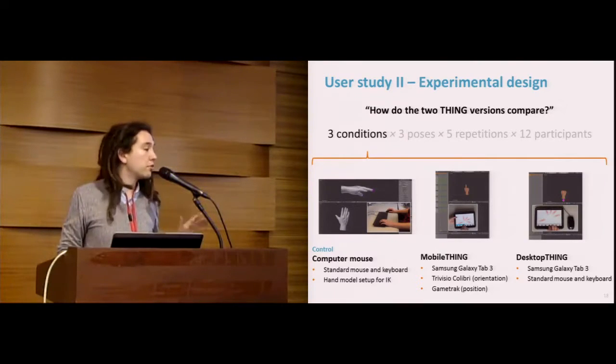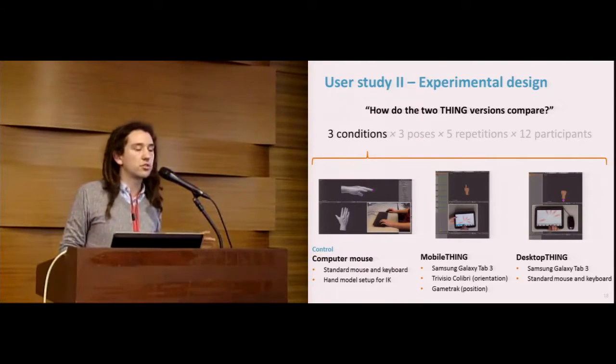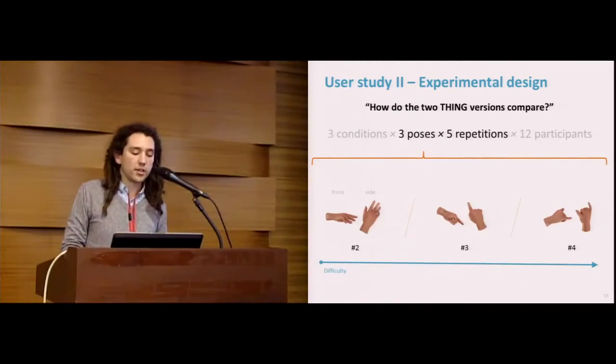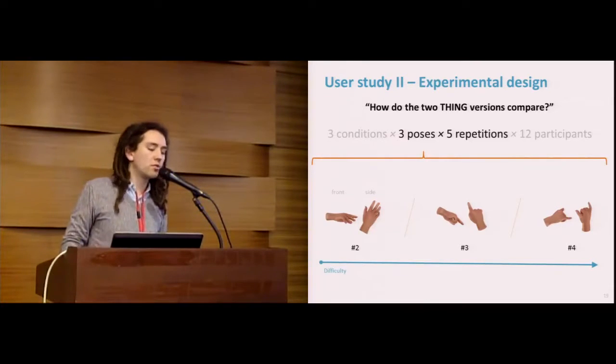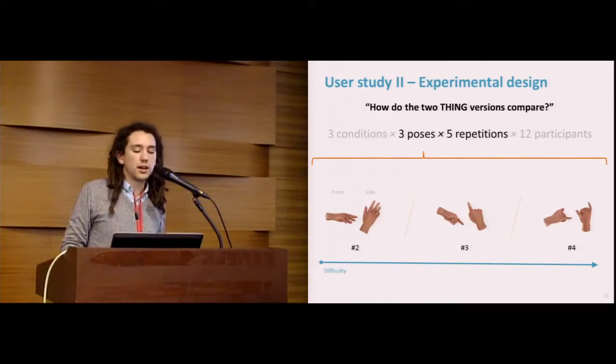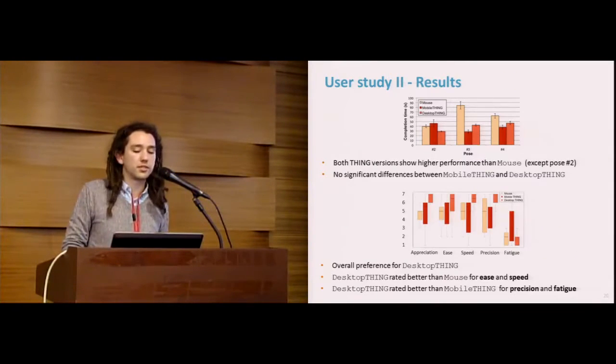So we still had three conditions. We kept the computer mouse condition as a control condition. We still had the mobile version, and we also had the desktop hybrid version. In order to shorten the experiment, because it was a bit long, we removed the first pose, since the results from the first user study showed that it was quite easy to reach anywhere, and we had 12 new participants.